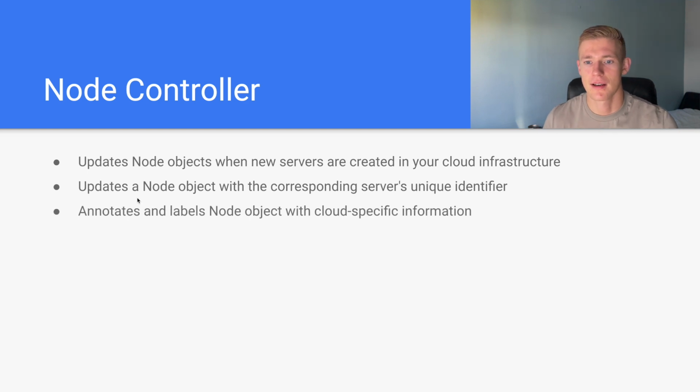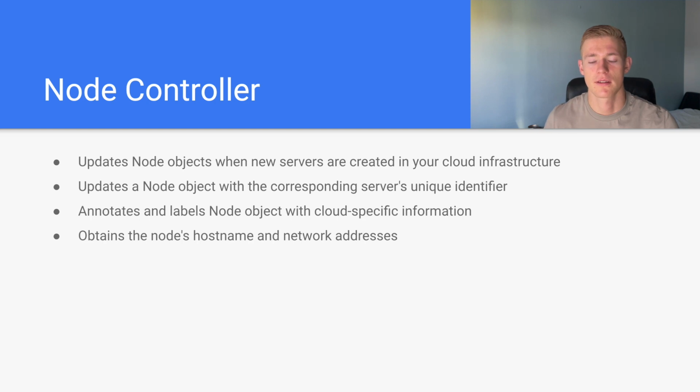It annotates and labels node objects with cloud-specific information, and it obtains the node's host name and network addresses. Again, all of this will be information that the cloud provider will have, but we won't necessarily have initially within our Kubernetes cluster. So we go away, we get that information, and we update the node object with it. And it also verifies the node's health.